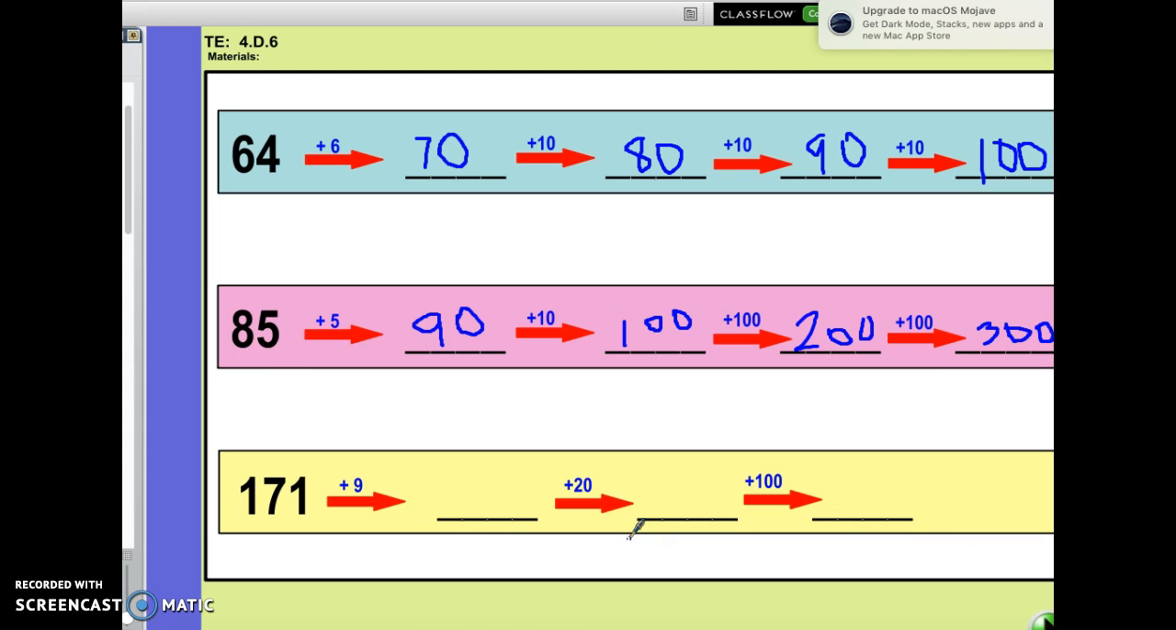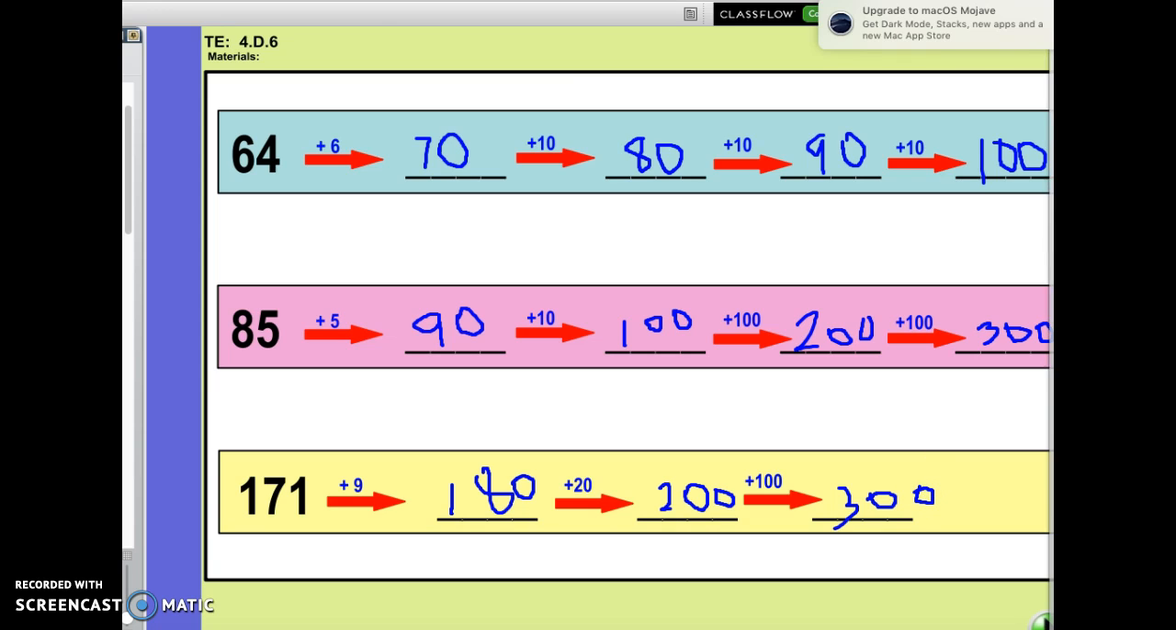Don't forget to pause. All right, 171 plus 9. Yes, 180. 180 plus 20. Good, 200. And 200 plus 100, 300. Wonderful job.